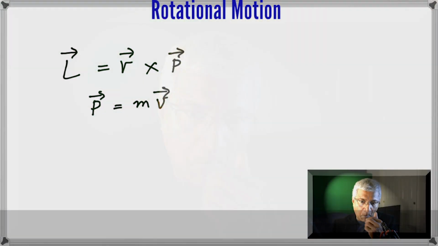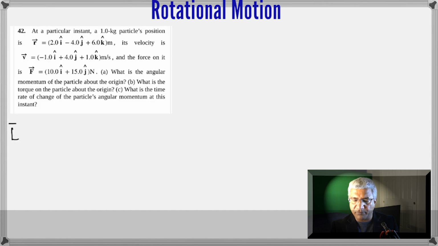The next one talks about angular momentum. Angular momentum is the cross product of r and p, where p is linear momentum. And what is linear momentum? It's mass times velocity. So, r cross p, which is r cross the linear momentum, and linear momentum is mass times velocity. So let's work out a problem.